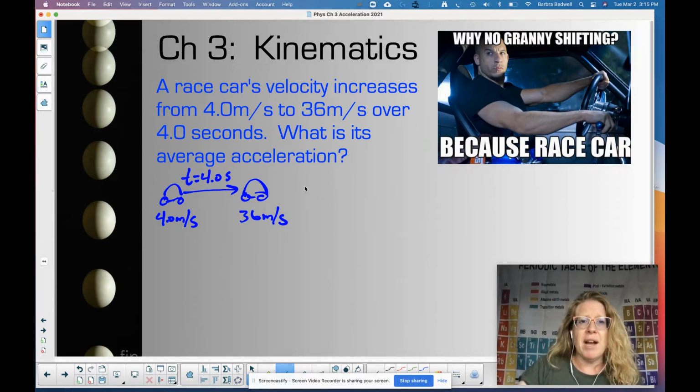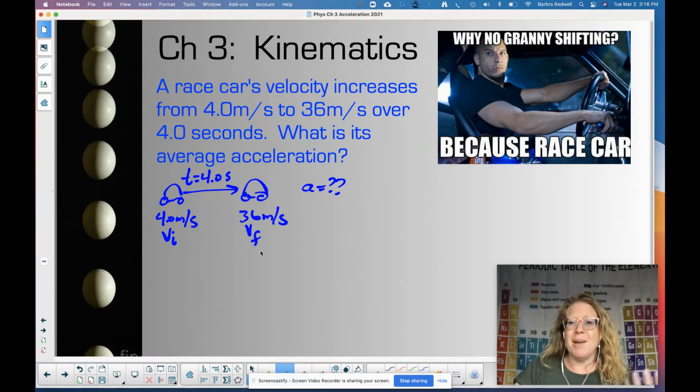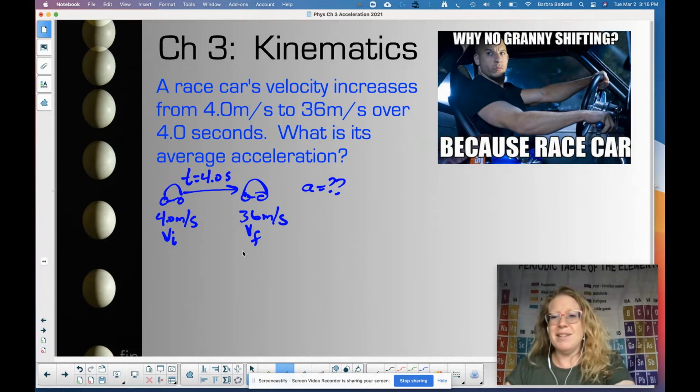And we're trying to figure out acceleration, right? What is its average acceleration? Now, we're not doing instantaneous, just an average acceleration. So what do we have here? Well, it started at this, so that's our v_i. It ended at this, that's our v_f. Do we have an equation that matches this? Well, yeah, it turns out that we do.